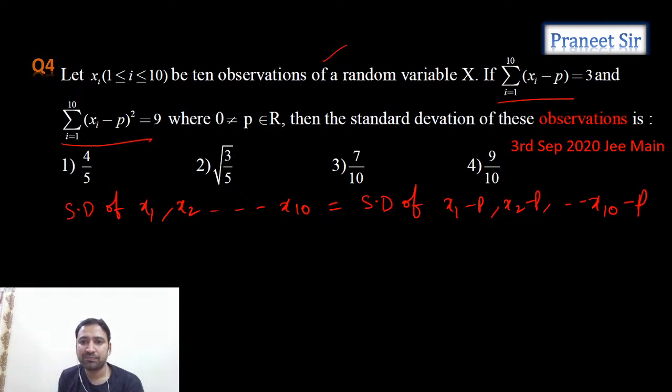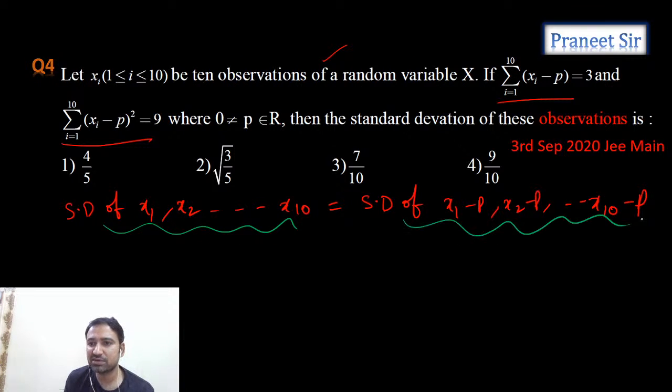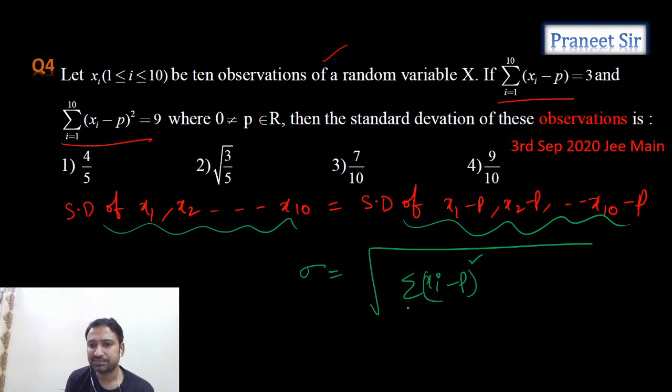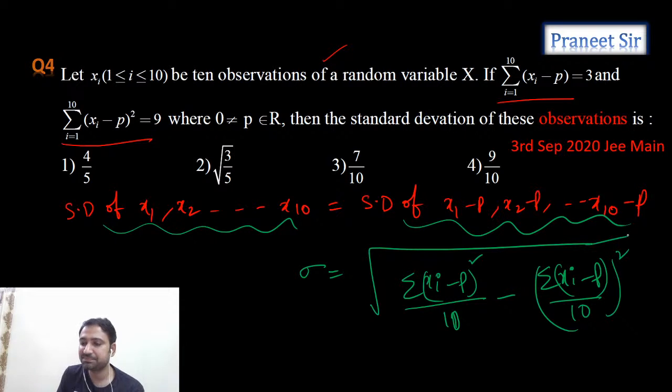Correct. So instead of calculating standard deviation of these observations, I'll calculate standard deviation of these observations. So tell me guys, what is the standard deviation formula? Sigma is equal to square root of sigma (xi minus p) whole square by n. Here n is 10, right? So it is square root of sigma (xi minus p) whole square by 10 minus (sigma (xi minus p) by 10) whole square. So this is the formula, guys.